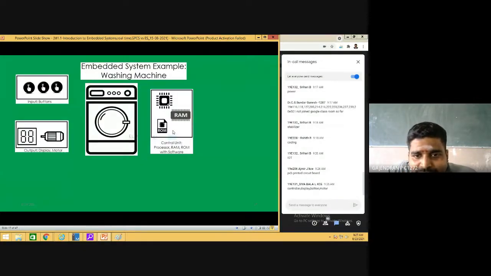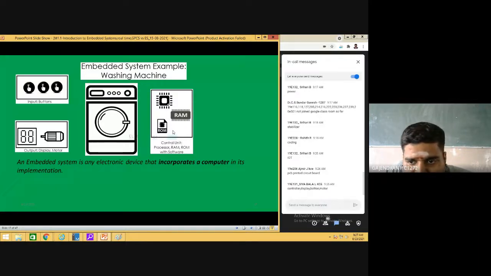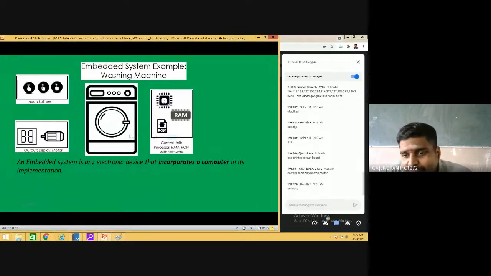Then what else do I need? Here Ajmer gave PCB, printed circuit board. Obviously, if I want to accommodate these chips and buttons, we need some printed circuit boards. Beyond that, what we need? Many of the time you people are forgetting about that. Many of the time, you people have sensors. Okay, Rohit, very good, sensors. Rohit, can you unmute and tell me any one sensor used in the washing machine, please?